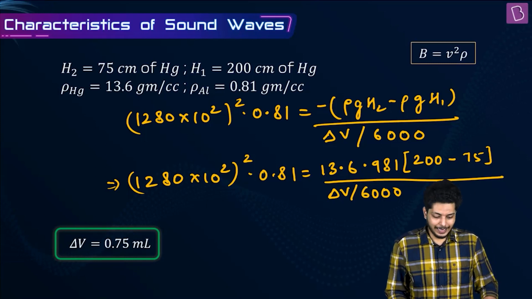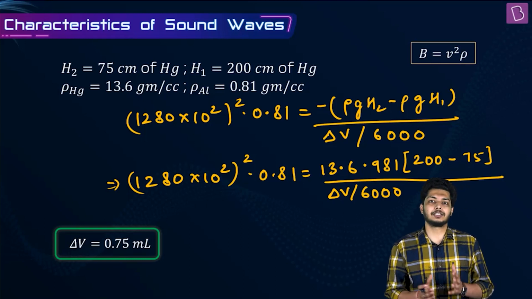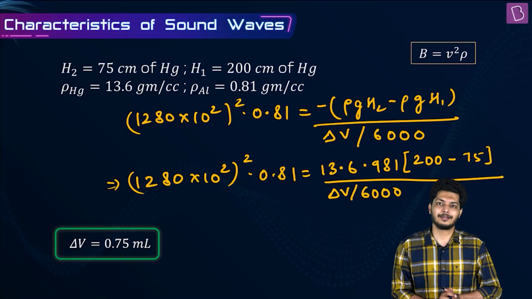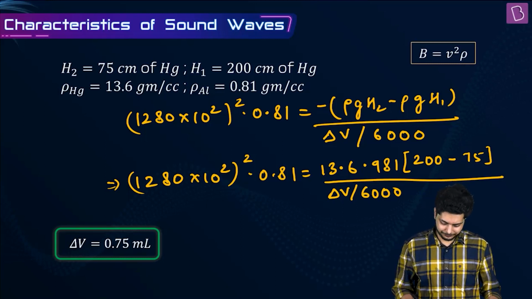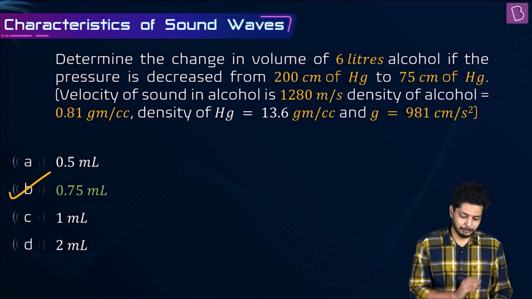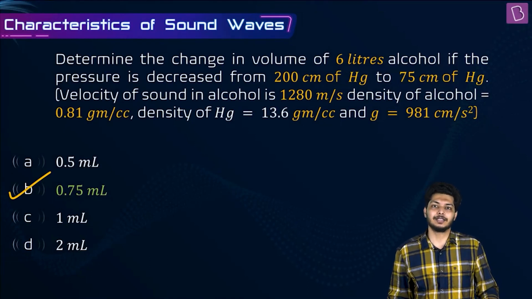Okay. So the calculation was tough. The calculation was long. It was complicated, but the concept was easy, right? Okay. If we look at the options, which option is correct? Option B is the right answer for this question.